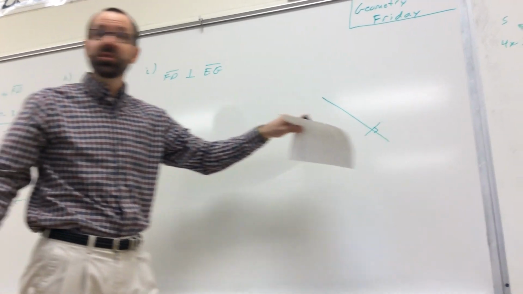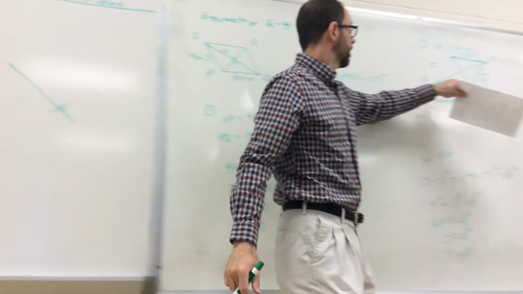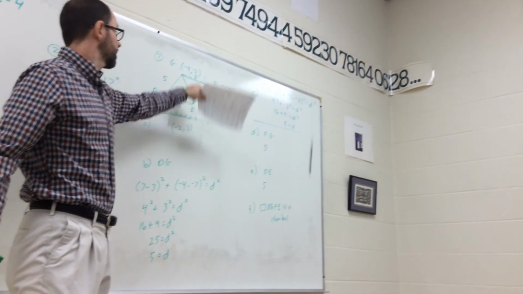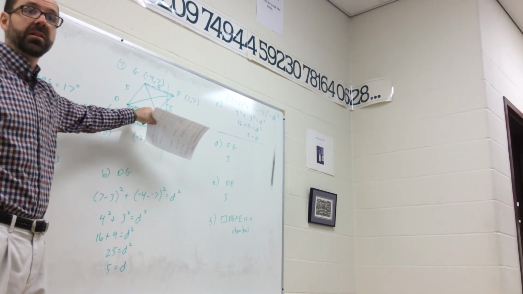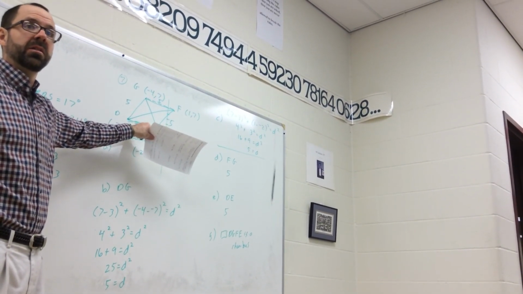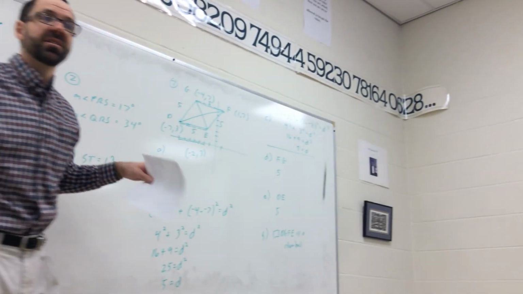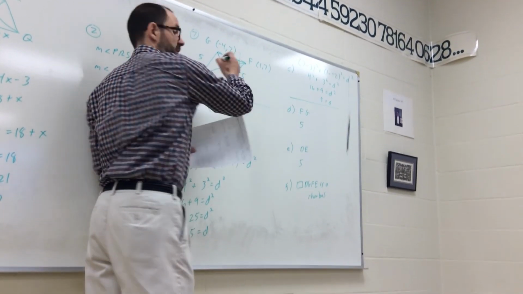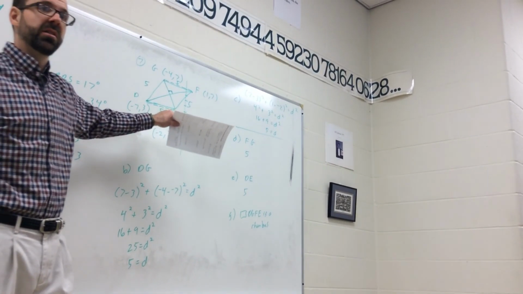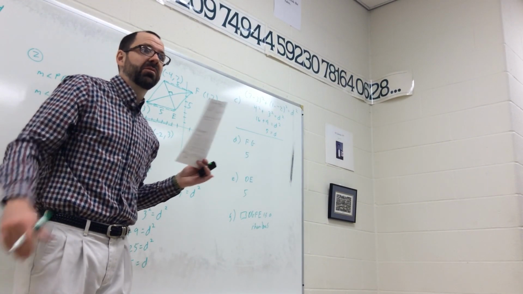Does that surprise you? That this line is perpendicular to that line? Why not? Because I told you that on a rhombus, the diagonals would be perpendicular, right? That's one of the things we wrote down on today's note card. So they should have had opposite reciprocal slopes.